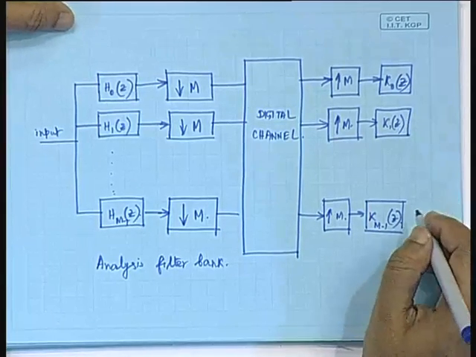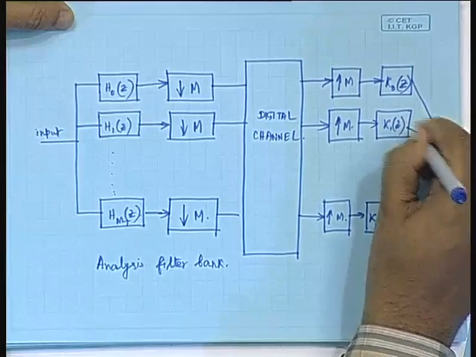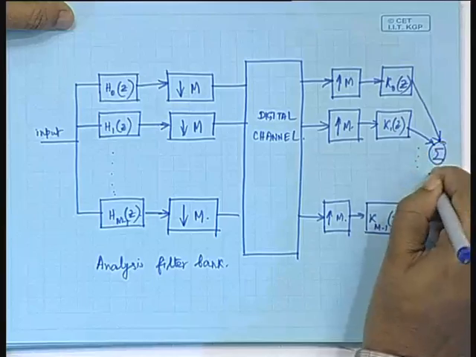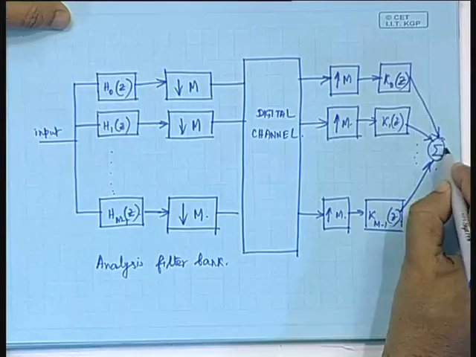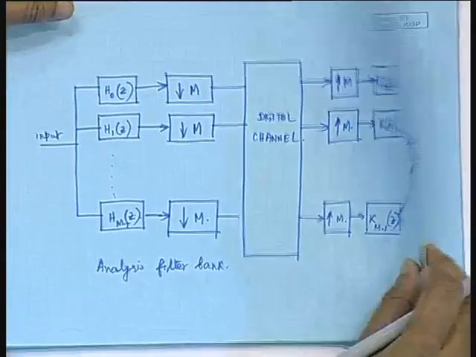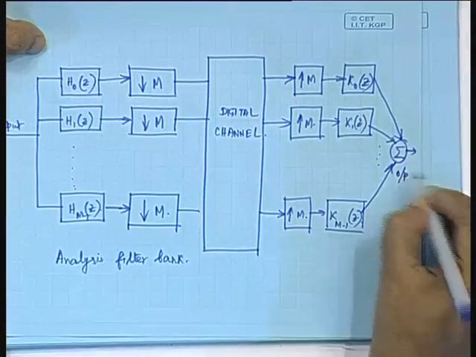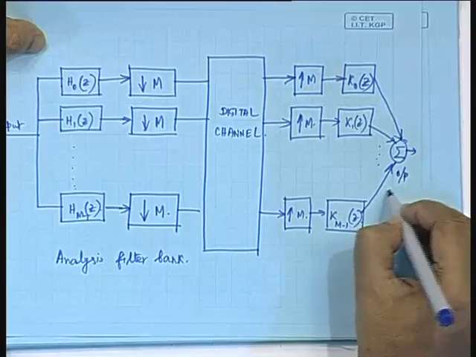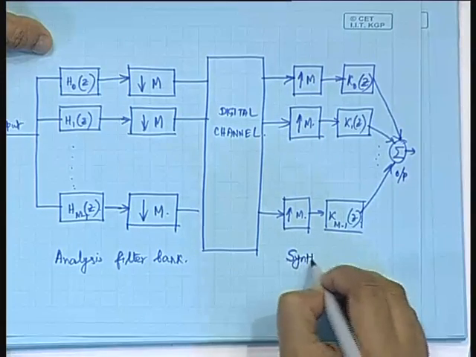And now, in order to obtain the output, we have to combine the responses of all these synthesis filters. So, there should be a summer, where we combine the outputs of all these synthesis filters, and here we will be obtaining the output. So, this is the output of the filter. This is the synthesis filter bank.